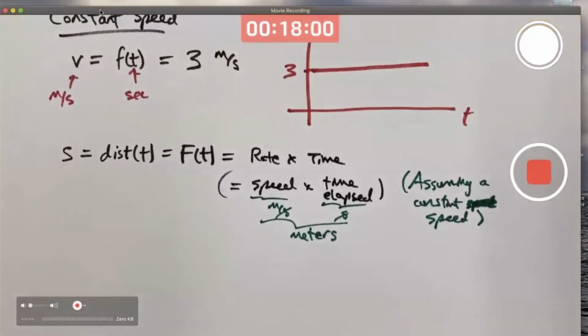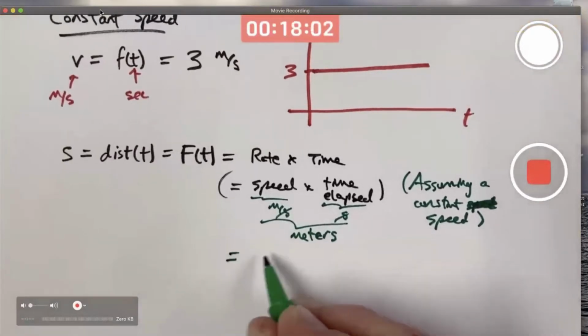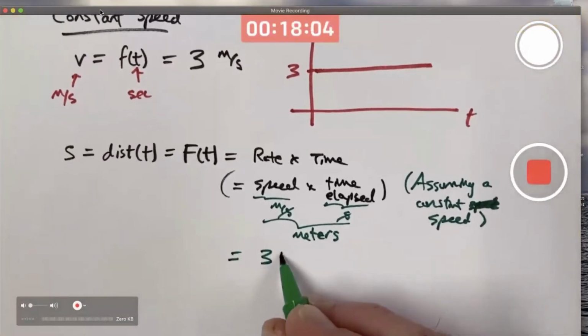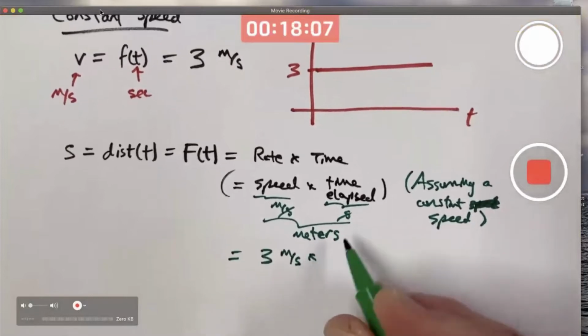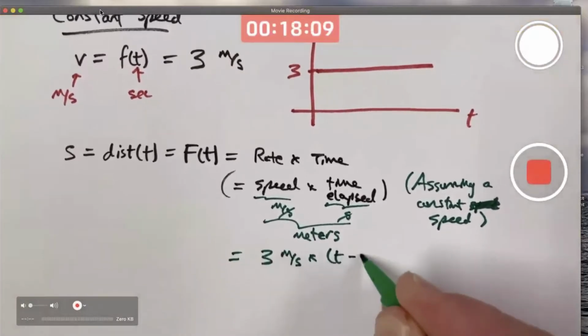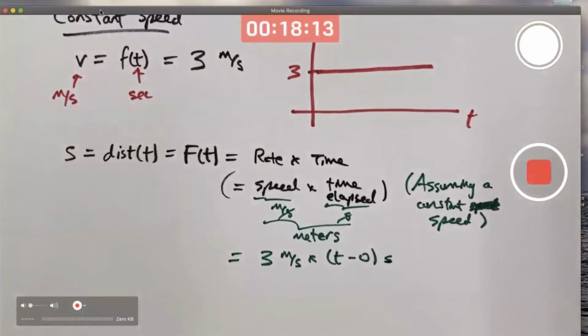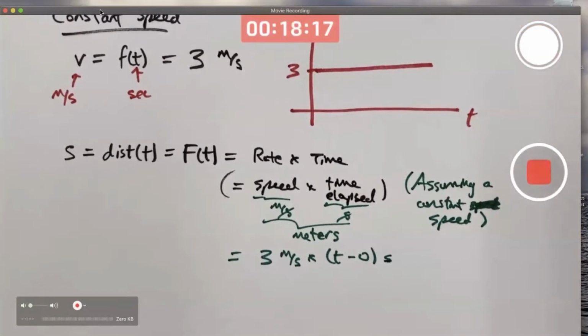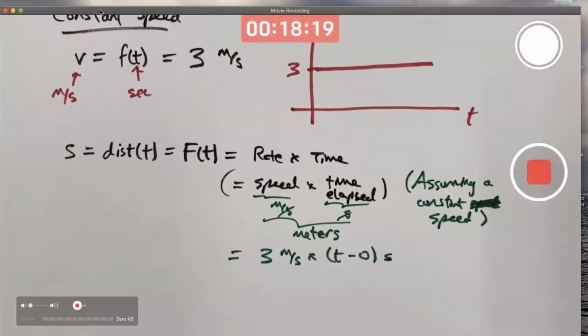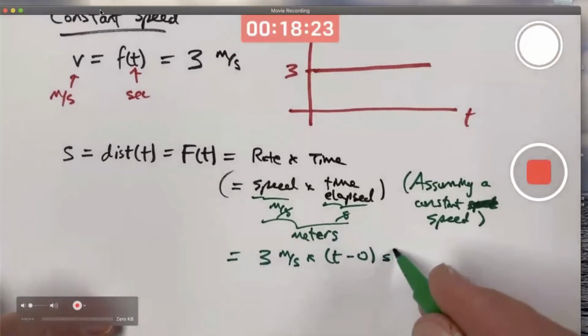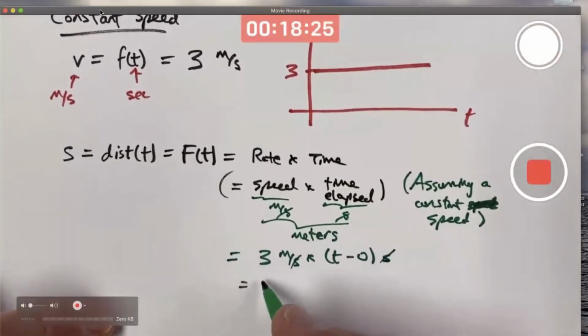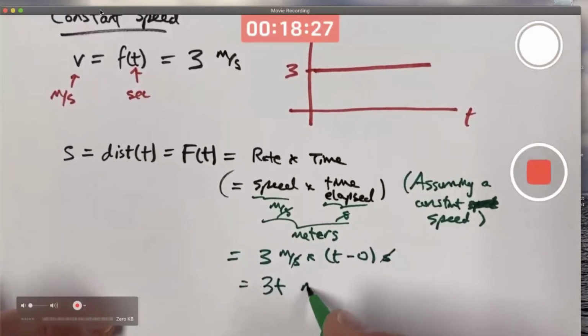Okay, we can figure this out here. That's pretty easy. The speed is 3 meters per second. And the time is t minus 0 seconds. t minus 0 because I started at time 0 and I ended at time t. I guess I didn't say that. That's my assumption. My assumption is I'm starting at time 0 and I'm ending at time t. Once again, the seconds cancel, leaving you an answer of 3t meters.